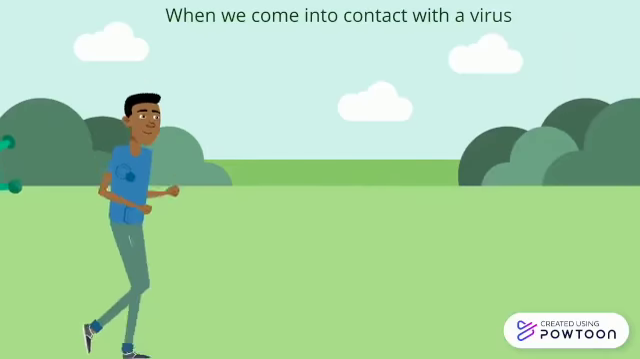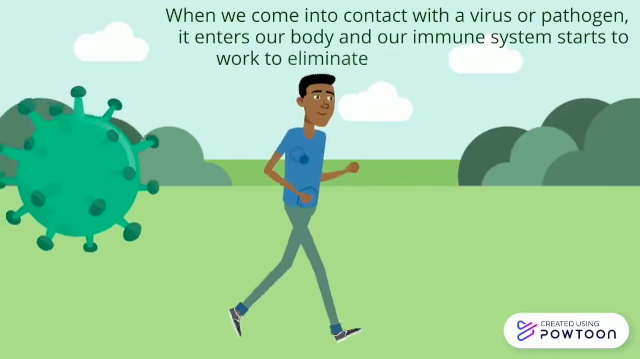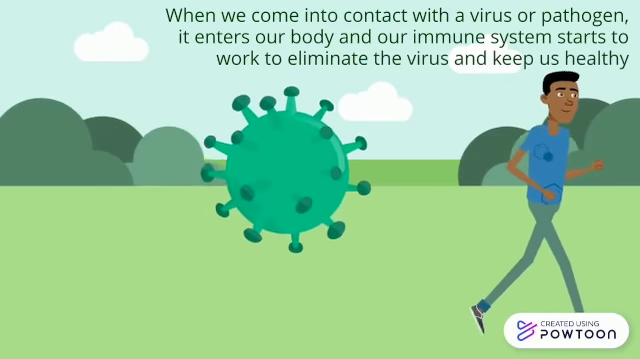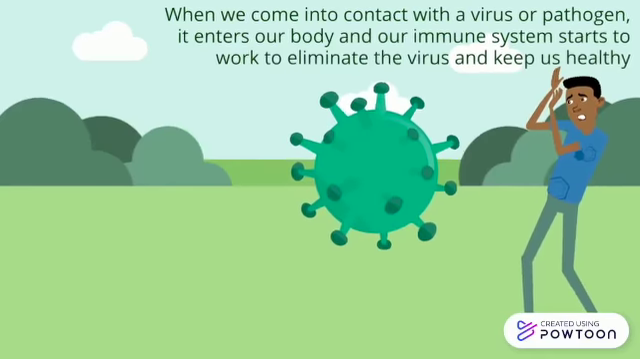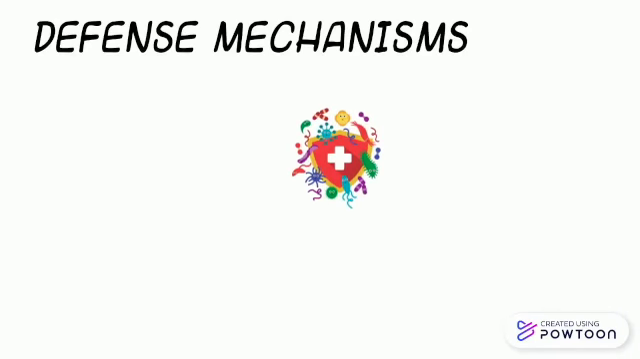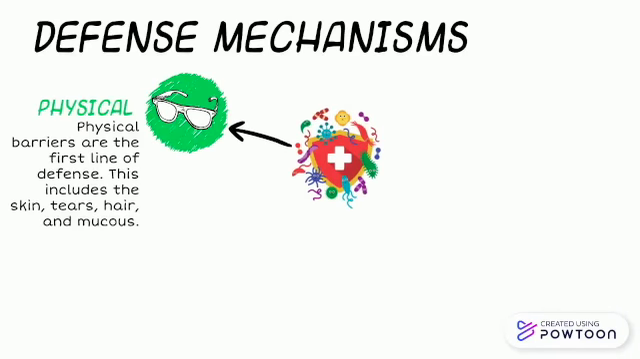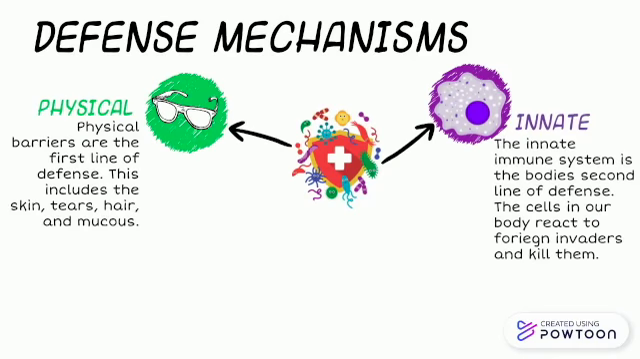When a virus or a pathogen enters our body, our immune system starts to work to eliminate the virus and to keep us healthy. Our bodies have different defense mechanisms to protect us from pathogens. There are physical barriers, our innate immune system, and our adaptive immune system.